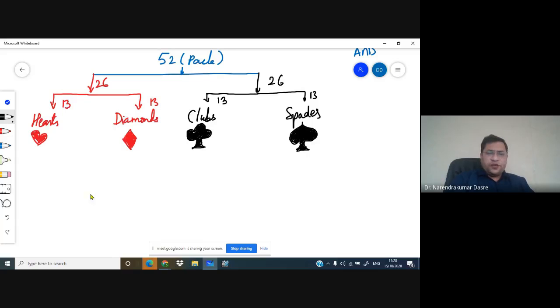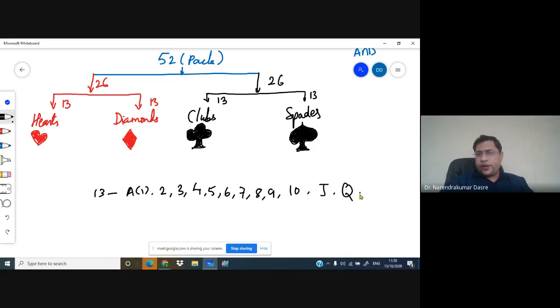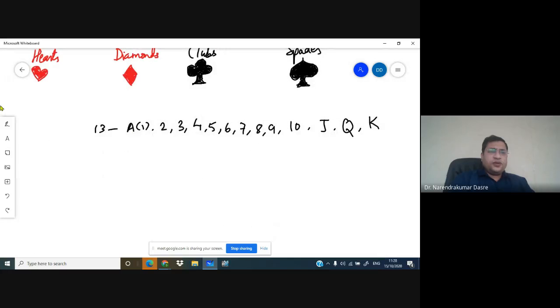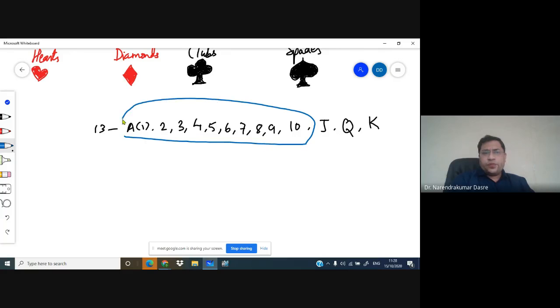Now in each set of 13 cards, we call them 1, then 2, 3, and then we have up to 10. So 4, 5, 6, 7, 8, 9, and 10. Then we have Jack, Queen, and King. So in these 13 cards there are two types of cards again. From 1 to 10, we consider these number cards, because we have 1 to 10, and then another set of cards.